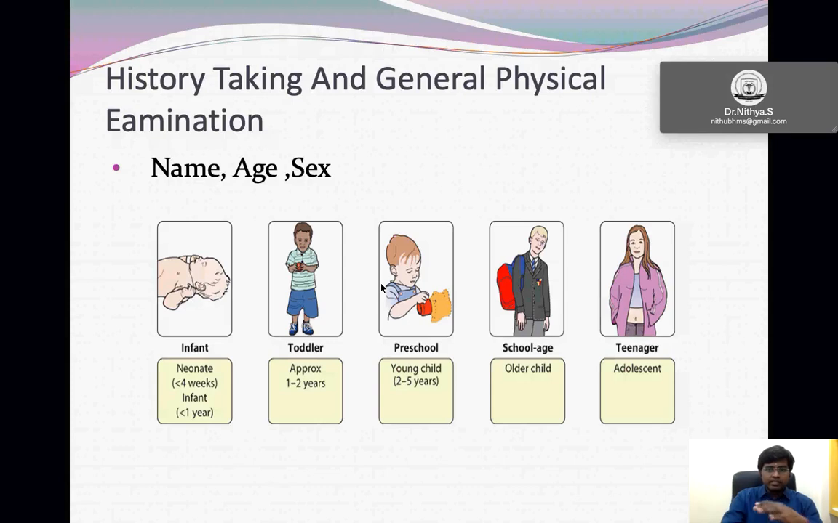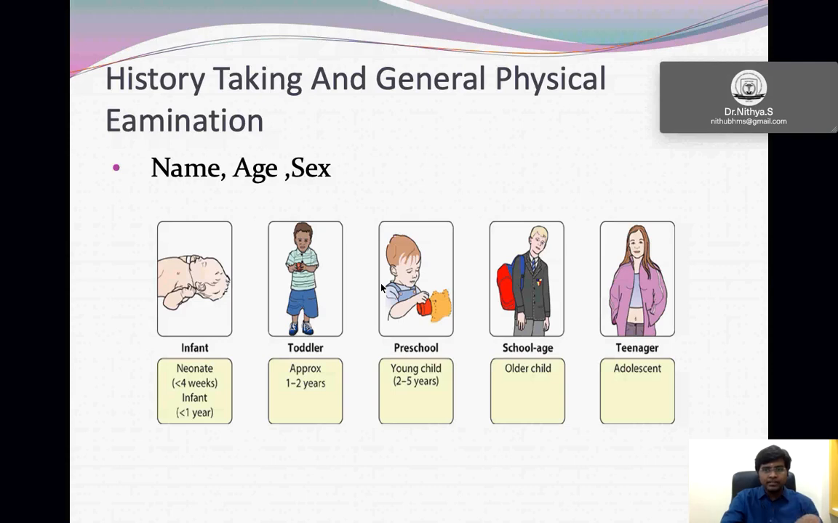So coming to the history per se, first the name, age and sex of the child are very, very important for identification purposes, and also because certain diseases are common in some regions. For example, thalassemia is common in Rajasthan and other hilly areas, whereas some disorders are common in some localities. So their place of residence is important, the age of the child is important, and sex is also important.